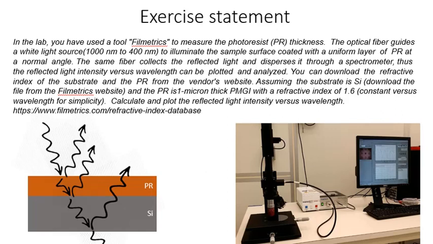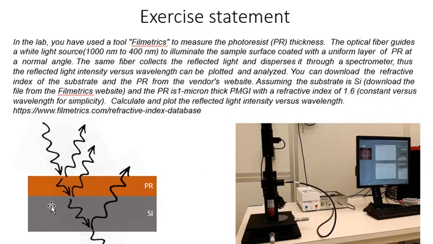But the premise of the problem is it tells us that we've got 1 micron of this PMGI photoresist on top of a silicon wafer, and we're going to use a constant refractive index for the PMGI photoresist. And we download from the Filmetrics website. They have this nice database of refractive index, so we can download the refractive index of silicon as a function of wavelength.